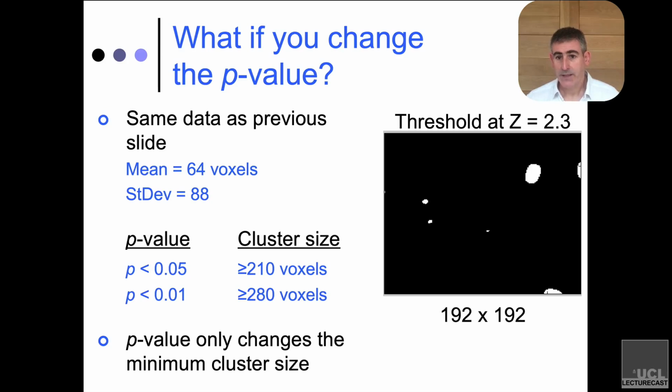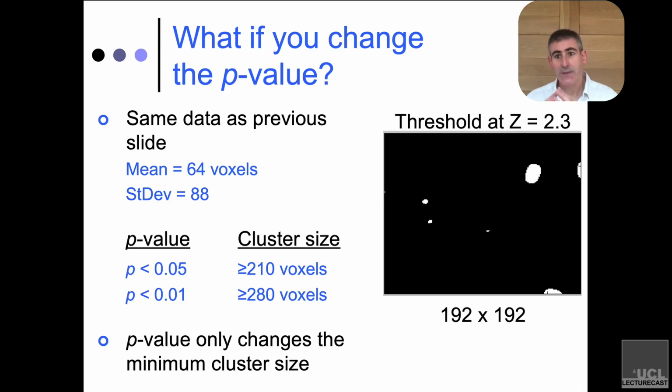If you were to make it tighter, so if you go from 0.05 to 0.01, then you're going to increase the size of the cluster that you need to detect in order for it to be there, not by chance. So for instance, 0.05, given the previous example, gave us a threshold of 210 voxels in a cluster to be significant. But if you make it more stringent, p-value of 0.01, then you're going to say, well, now it needs to be 280 voxels.